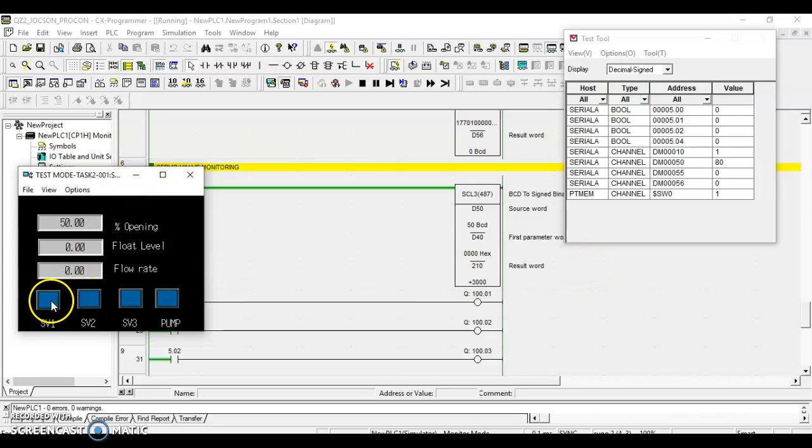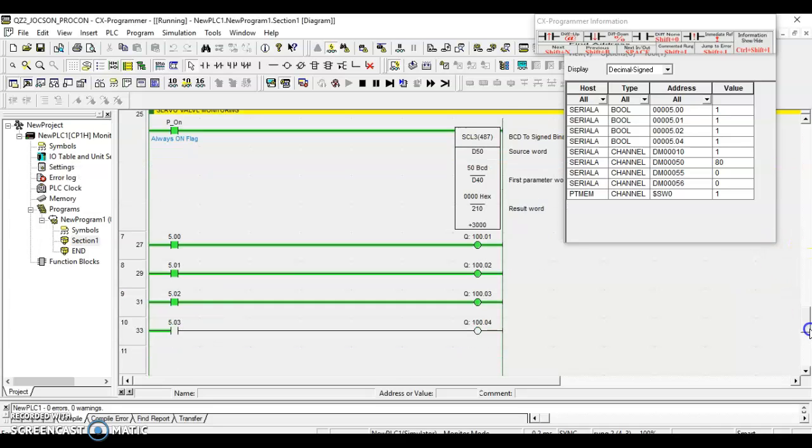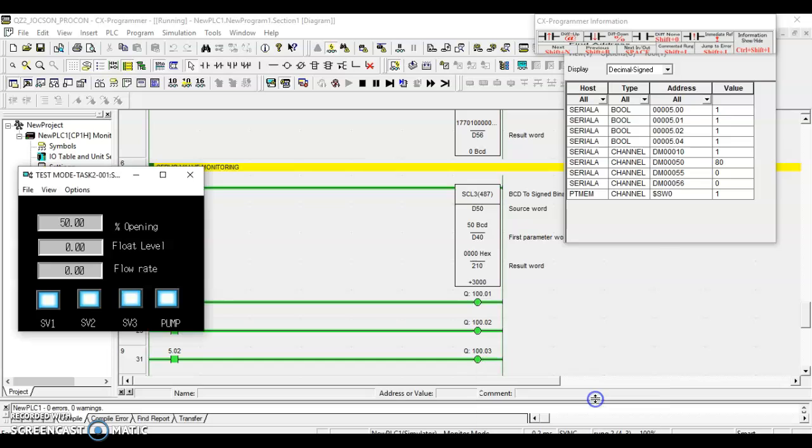So we can just try these buttons. Solenoid valve 1 activated, solenoid valve 2 activated, solenoid valve 3 activated, and the pump. Again, we cannot see the actual float level and flow rate because we are not connected to the actual process controller. Thank you.